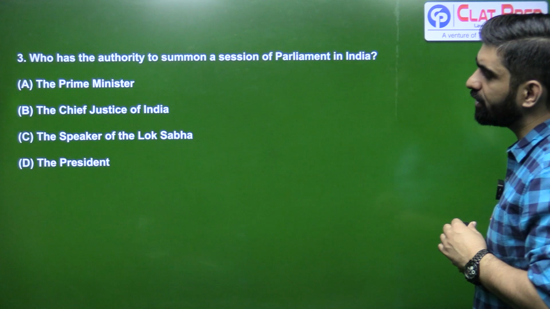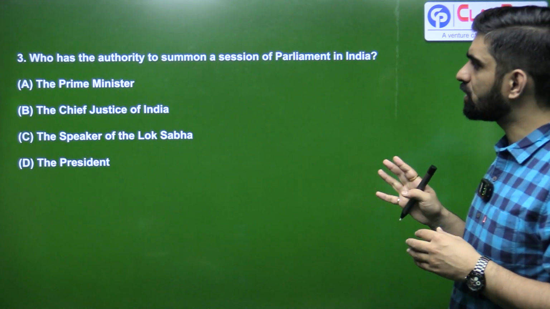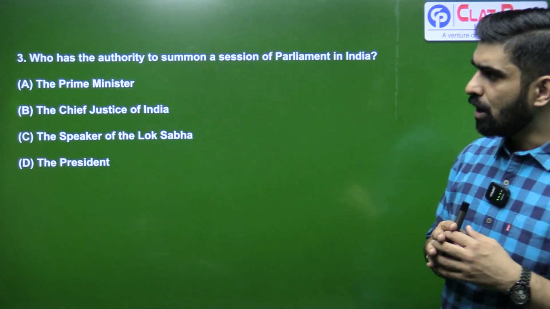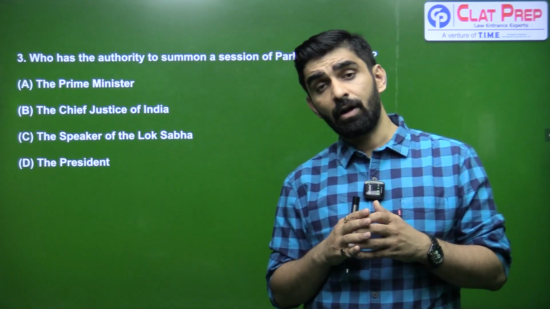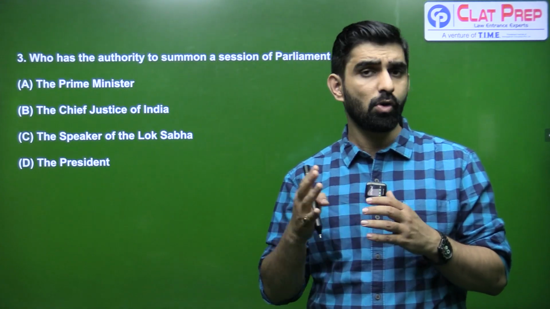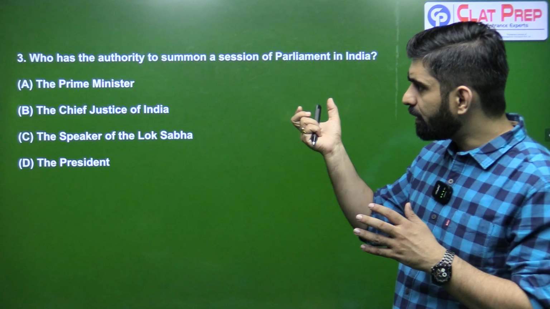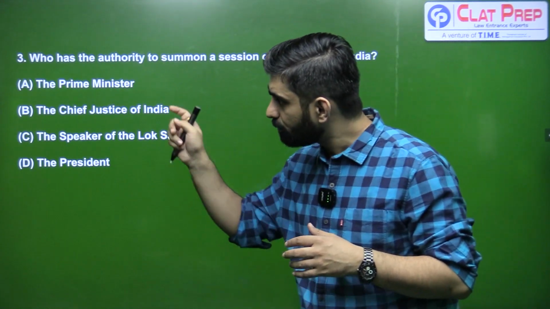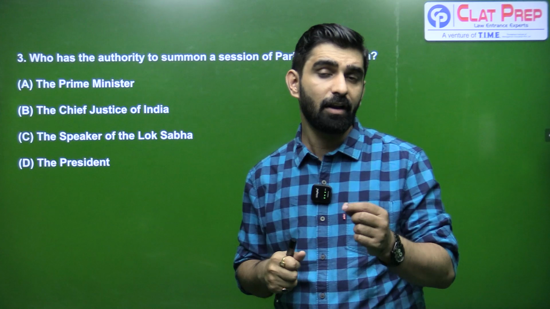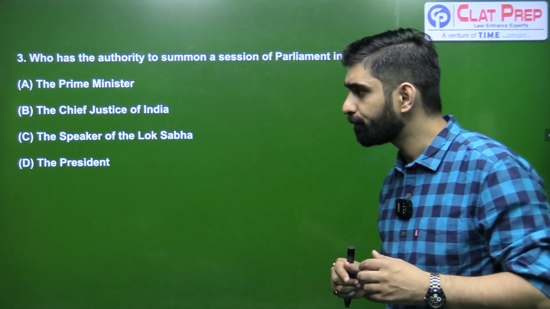Moving on to the next question. Who has the authority to summon a session of Parliament in India? So basically, whenever you want to start a particular session of Parliament, whether it be the budget session, the monsoon or the winter session, the summoning of the Parliament is done by the President of India, which is option D in this particular case. So the correct answer for third is going to be D.